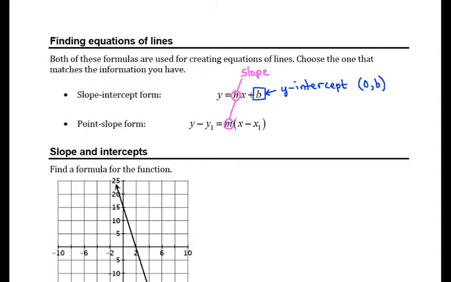In the other equation, we have coordinates x1, y1, which could represent any point on the line. So it doesn't have to specifically be the y-intercept in this case. It can be any point on the line. So we need two coordinates because there isn't one that's implied to be 0.